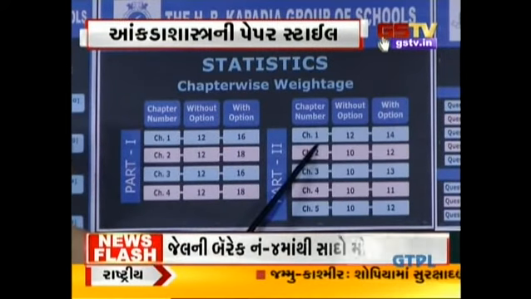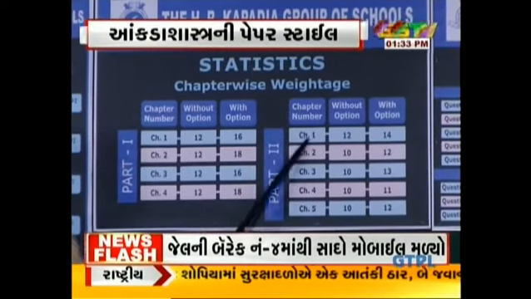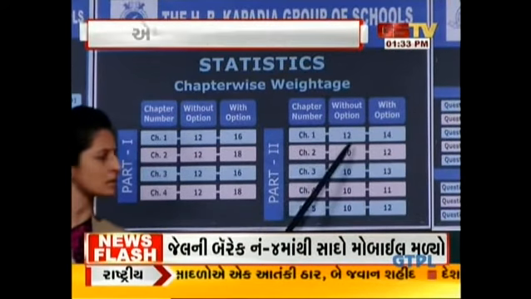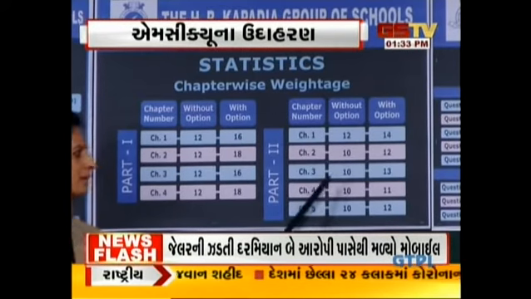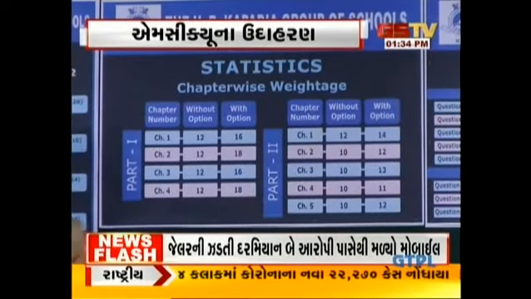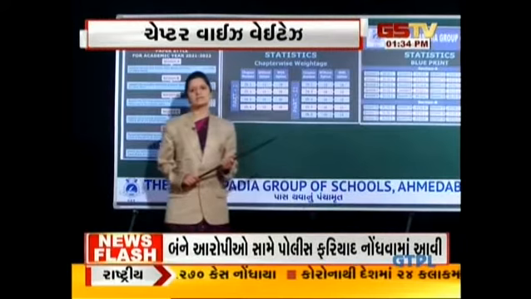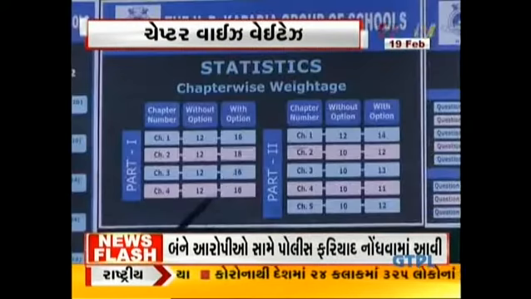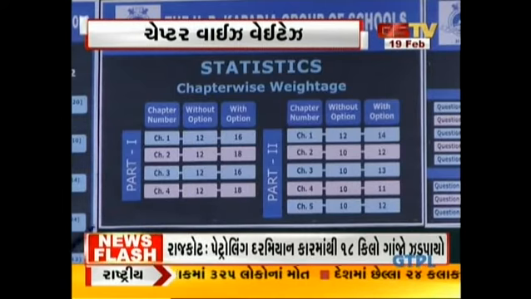Talking about part 2. In part 2, there are 5 chapters. Chapter 1 probability is of 12 marks. Chapter 2 is of 10 marks. Chapter 3 is of 10 marks. 4 and 5 is also 10 marks. So that comes to 52 marks. And if it is with option it is of 62 marks. The 62 marks of part 2 and 68 marks of part 1.